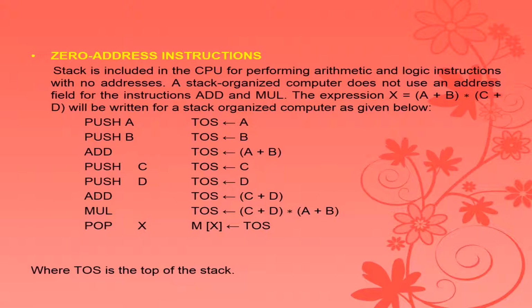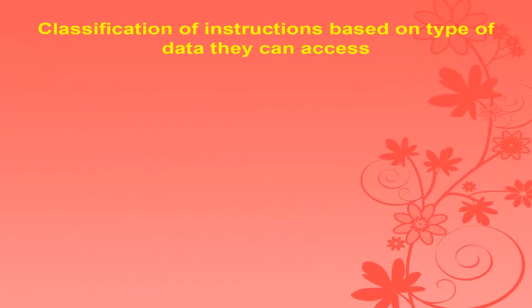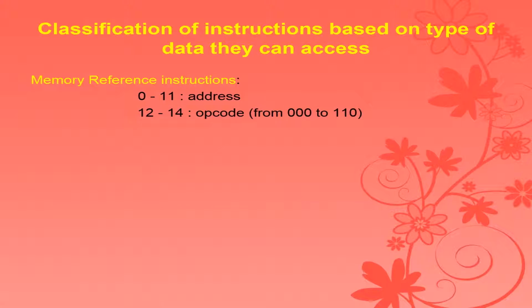Pop X, that is, TOS moves to M[X], where TOS is the top of the stack. To evaluate arithmetic expressions in a stack computer, it is necessary to convert the expression into reverse Polish notation. The term zero address is given because of the absence of an address field in the computational instructions.